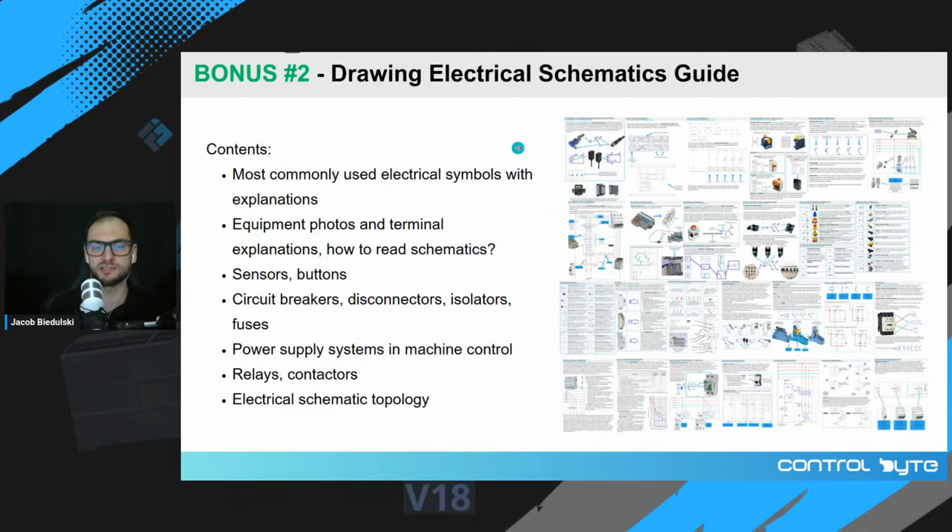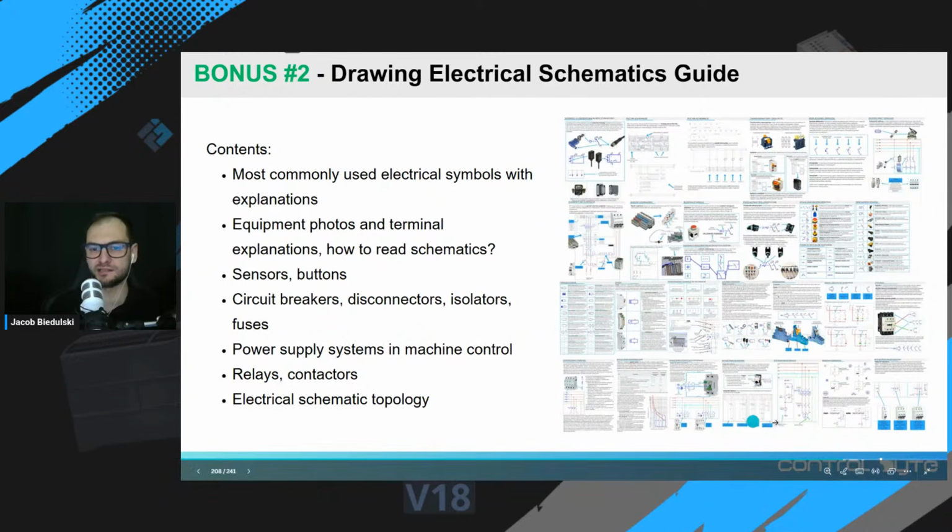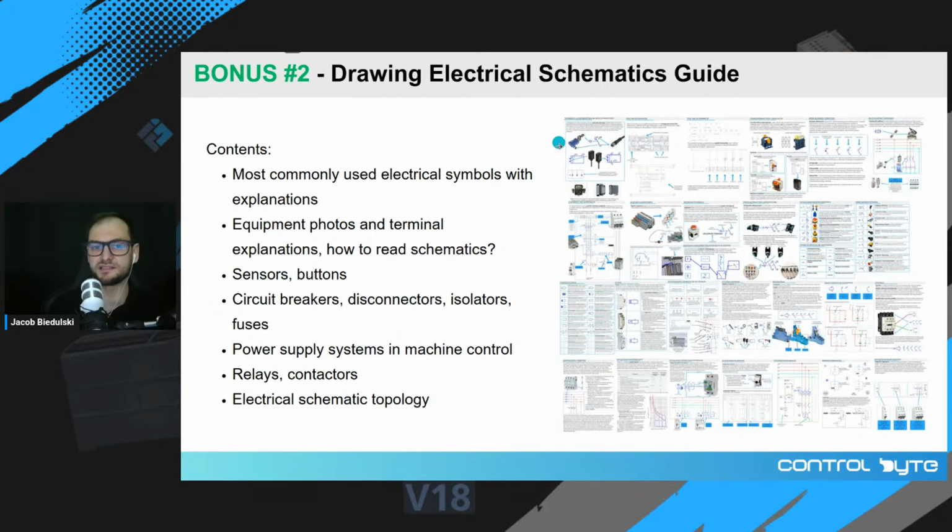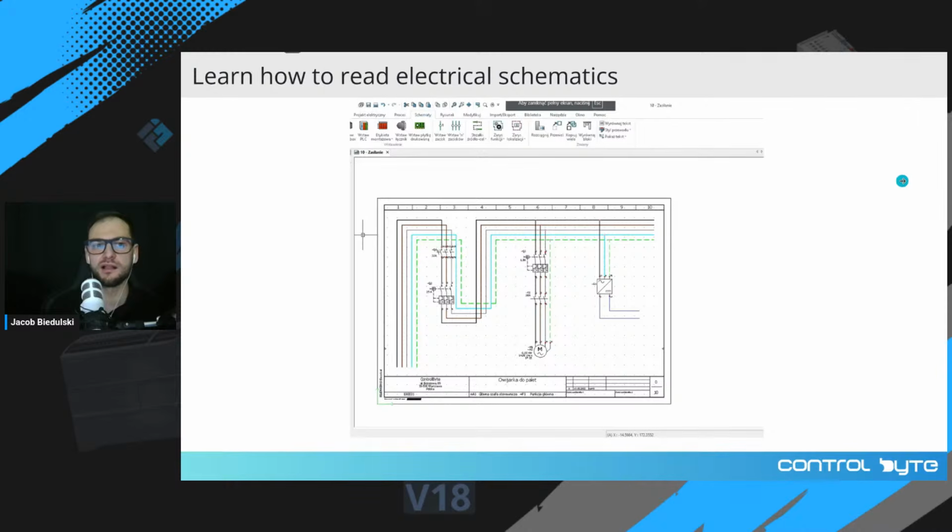What is the second bonus? We have electrical schematics guide. This is like more than 30-page PDF with all the essential symbols that you will use during your daily work as automation specialist. Here you can find thumbnails of those pages. So this is like all you need to know to read electrical diagrams, okay? And with this guide, it will be easier to understand electrical diagrams.